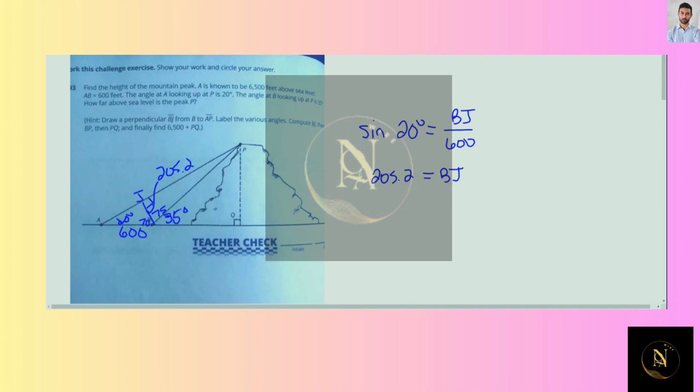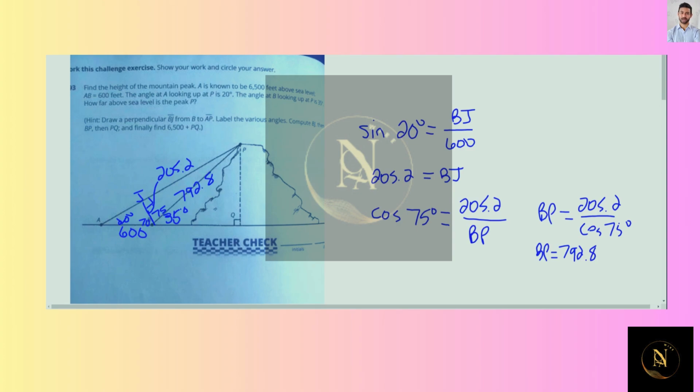Now we have a leg of this right triangle, and we can find BP using cosine, because from the 75 degree angle we have the adjacent and hypotenuse. So we can say the cosine of 75 degrees is equal to 205.2 over the hypotenuse, which is BP. Cross multiply, BP would equal 205.2 divided by the cosine of 75 degrees, which means BP from your calculator is 792.8.